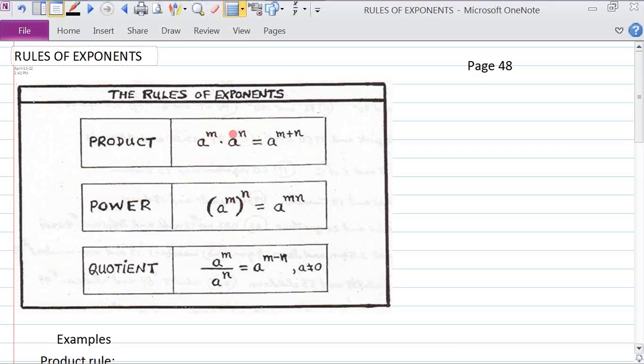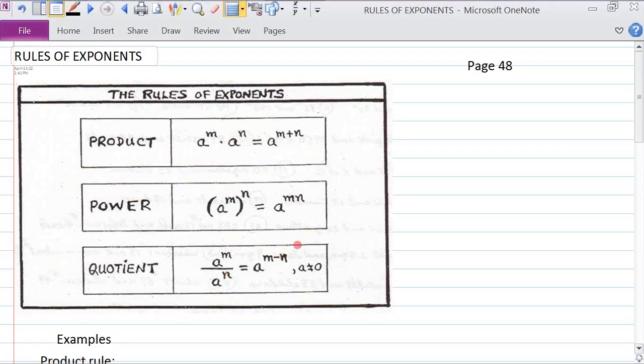And we're going to see examples of each one of these. Here we multiply. Here we add. And here on the quotient rule, which means that we're doing some sort of a division process, we've got some sort of a fraction here. We've got a to the m over a to the n. This becomes a to the m minus n. I've moved the n from the denominator up to the numerator.